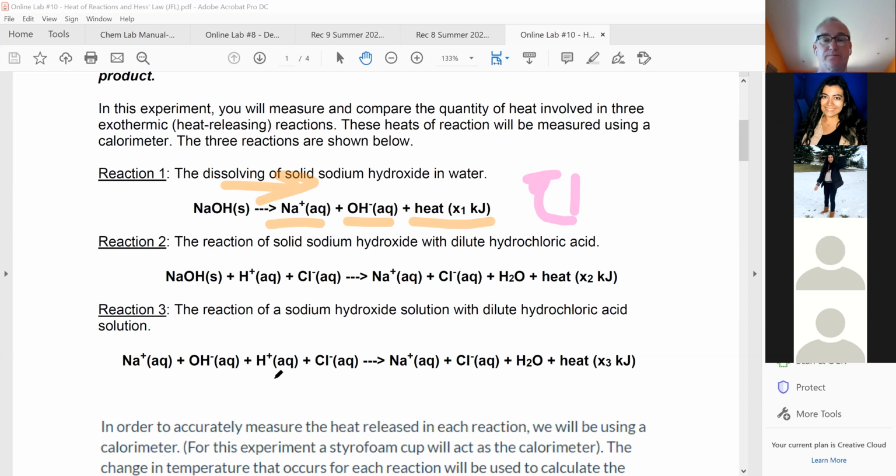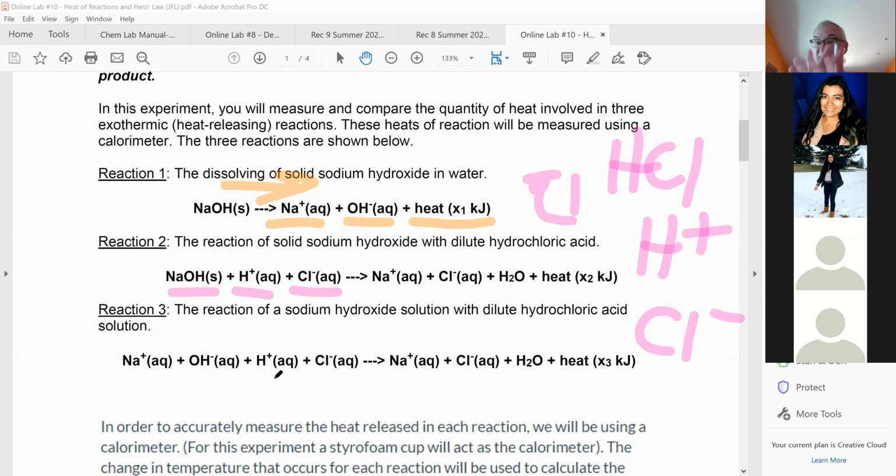So Q1. Our second reaction, we're going to take also solid sodium hydroxide, and then we're going to add hydrochloric acid to it. So this reaction is going to be solid sodium hydroxide plus H plus and Cl minus, because those are already in solution. Remember, this is a strong acid. And when we put a strong acid in solution, it's already going to be converted to H plus and Cl minus completely.